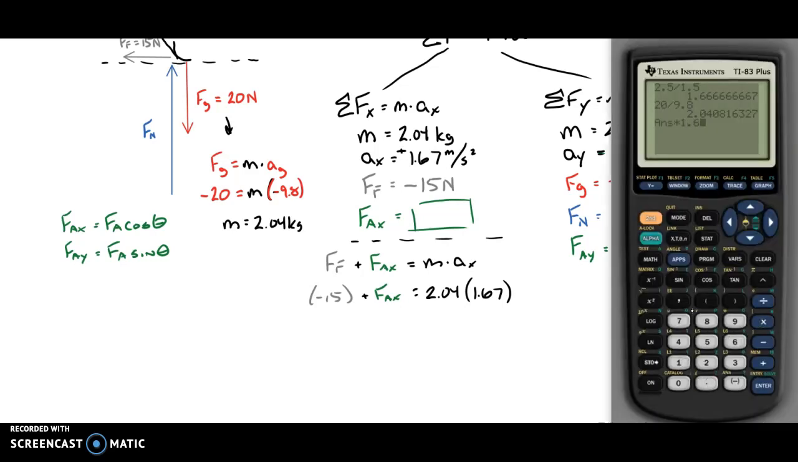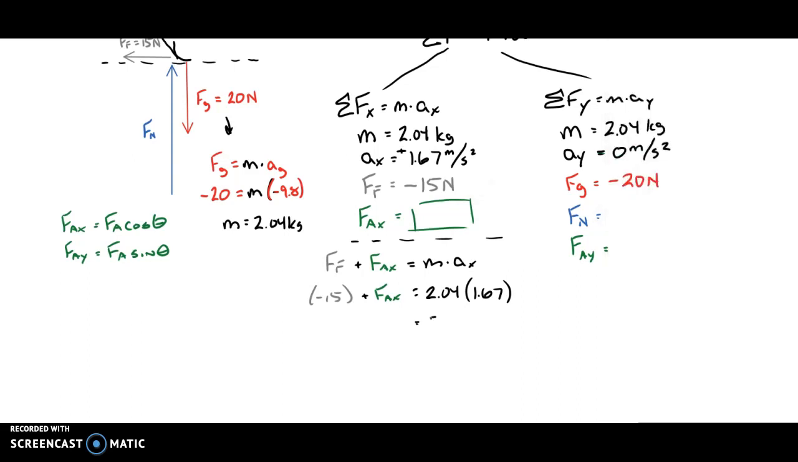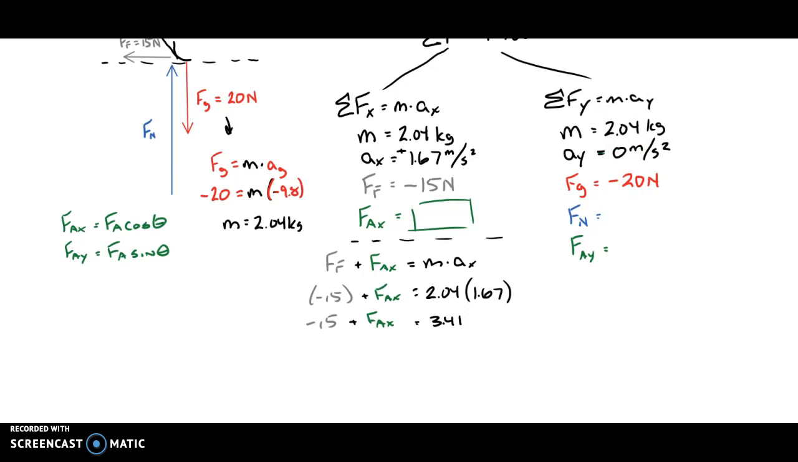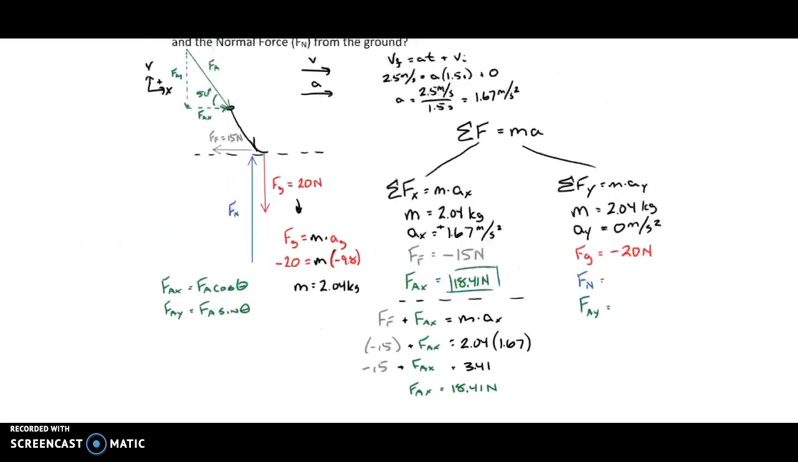2.04 times 1.67 gives me 3.41 on the right side. And I have negative 15 plus FA in the x. And when I add 15 to both sides, I get 18.41. So the applied force in the x direction is 18.41 newtons. So I can write that one right in here. So that's my x piece.